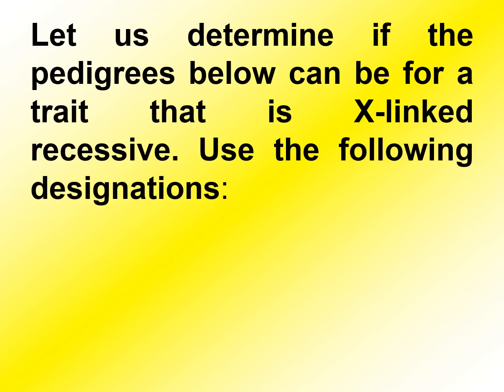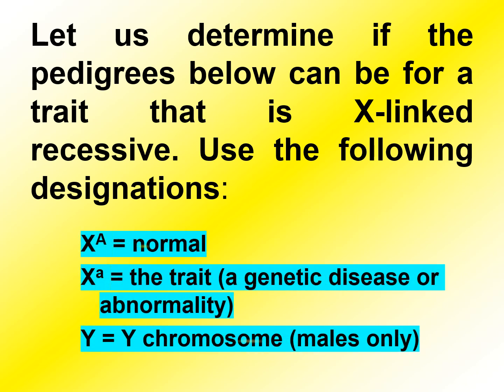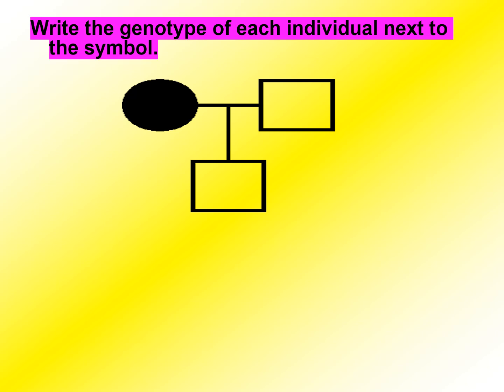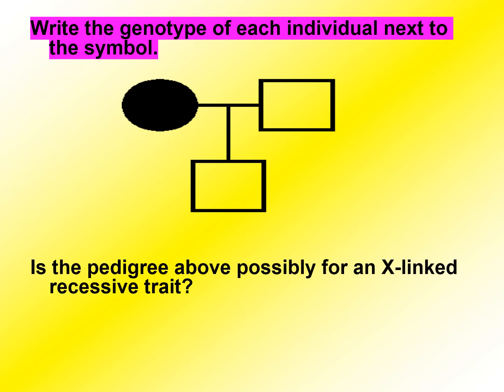So let us now determine if the pedigrees we're going to show after this slide can be for a trait that is X-linked recessive. We're going to use the following designation: X capital A represents a normal situation, X small a represents the trait, that's a genetic disease or an abnormality, while Y, as we all know, is the Y chromosome, and this can only appear in the males. You are asked to write the genotype of each individual next to the symbol. And the question is, is this pedigree possible for an X-linked recessive trait? You have to give reasons why you think so.